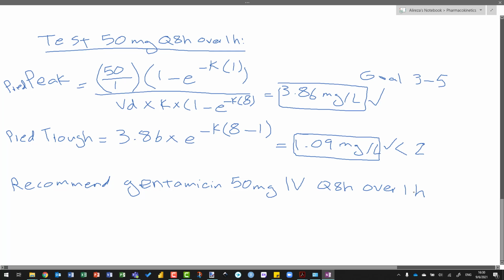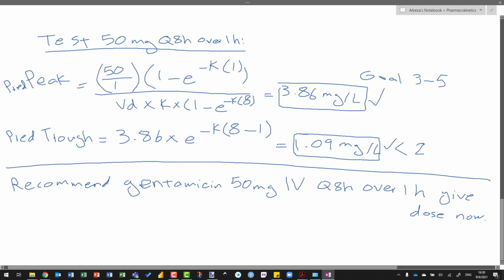And then you want to say when to give the dose. Sometimes, for the initial dose, you want to give it as soon as possible. But sometimes if you're making a change and your trough is toxic, you may need to calculate how long to wait to give the next dose. So you always need to say when is time for the next dose. In this case, we're just starting, so just say give dose now. And this is a full recommendation that we will make to our team.